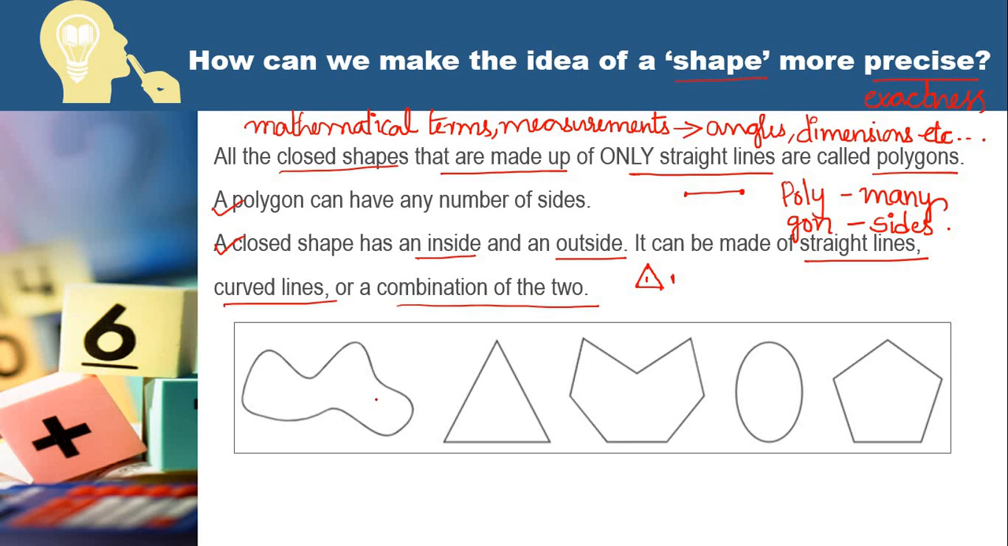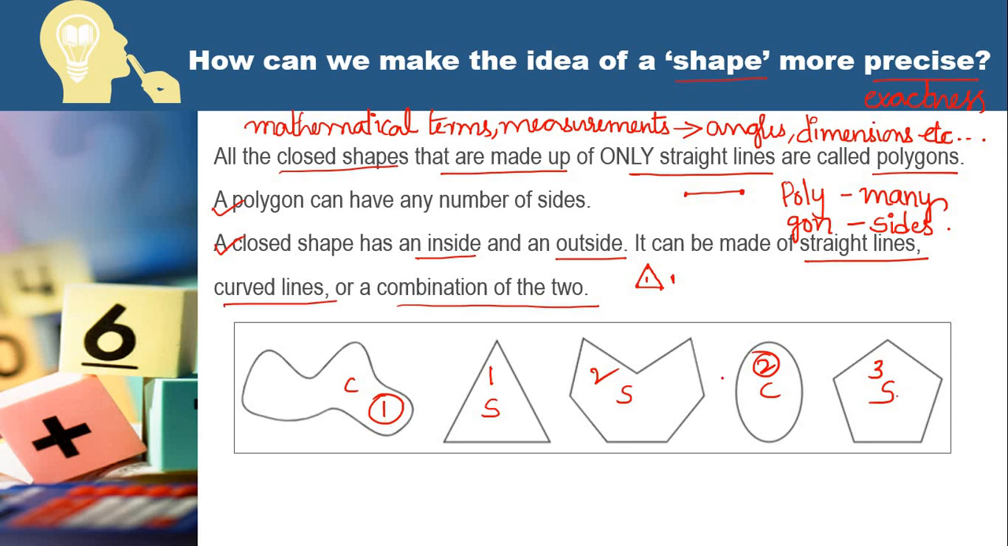Did you observe the difference, children? These are made up of straight lines. These two are made up of curved lines. So, it may be a combination of straight lines and curved lines. All the closed shapes that are made up of only straight lines are called polygons, and these are made up of straight lines.